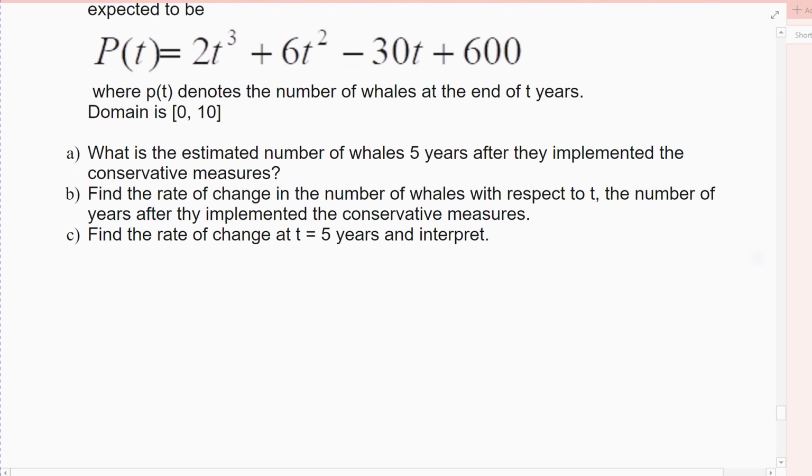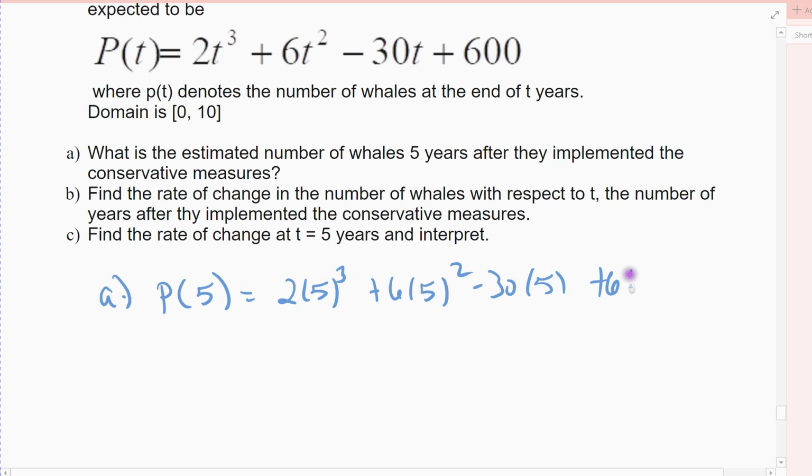So the first question is, what's the estimated number of whales 5 years after they implement the conservative measures? Find the rate of change function, and then at 5 years. So A is just asking you to find the population at 5. So take 5, plug it into that equation. And so when you do that, you get 850 whales. So again, this is a very endangered species. Not a lot of these whales.